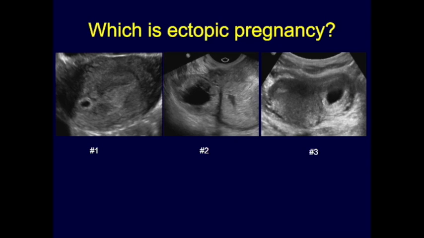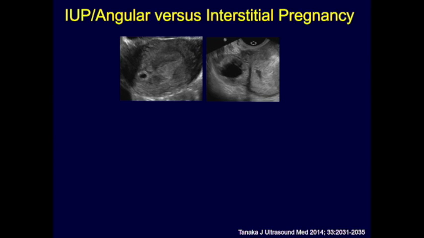Okay, I want each of you to take a moment to take a look at these 3 different pregnant patients who have pelvic pain. So one of these is an ectopic pregnancy, and so just in your mind, think about which one you would call as ectopic, and then I'll go through all these cases. So these are all transverse images of the uterus with the sac. So let's look at the first 2.